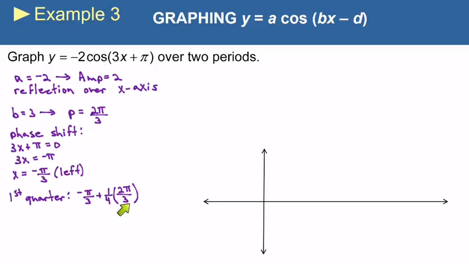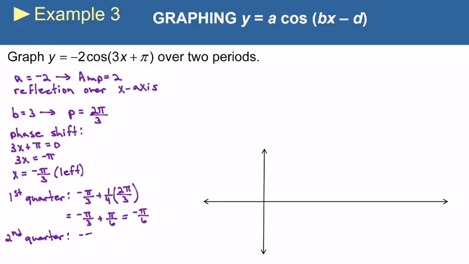Okay, now in this case, the 2 and the 4 are going to reduce, and that'll give us the 2 pi over 4 times 3 is going to give us 2 pi over 12, which reduces to pi over 6. We'll have to get a common denominator here. Negative pi over 3 is negative 2 pi over 6, and when you add positive pi over 6, you get negative pi over 6. So the bad news is that our first quarter mark is still to the left of the y-axis, and that means that we have to find the next quarter mark.